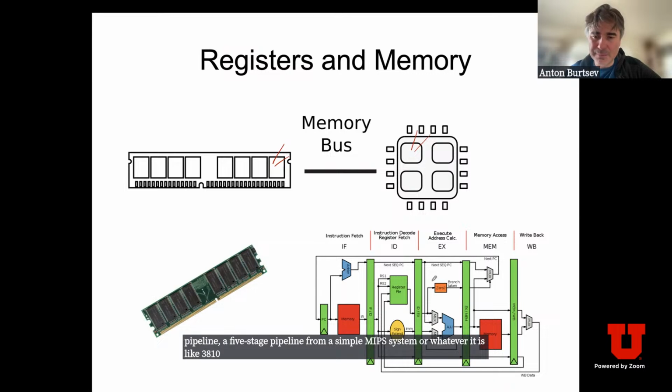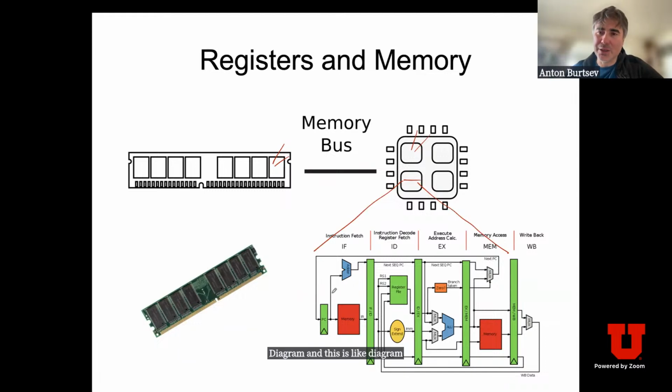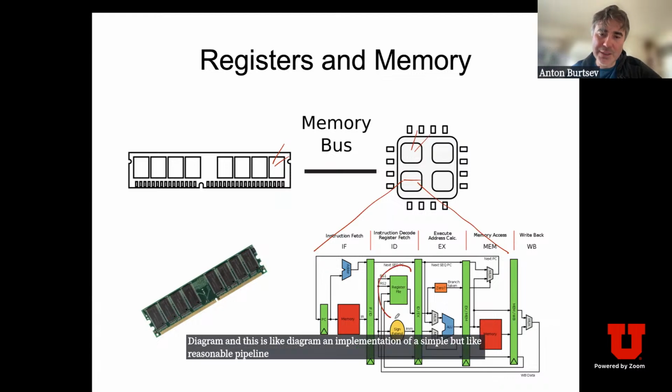And typically, this pipeline is implemented by one of the cores. Here we have a CPU with 4 cores on this diagram. And this is an implementation of a simple but reasonable pipeline. And this is the register file, right?